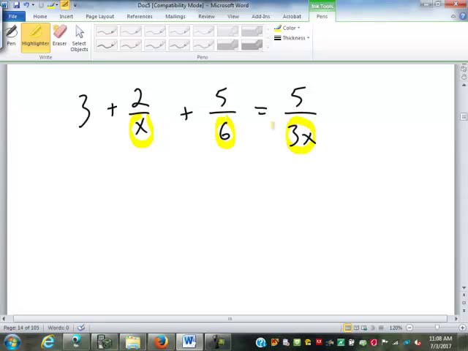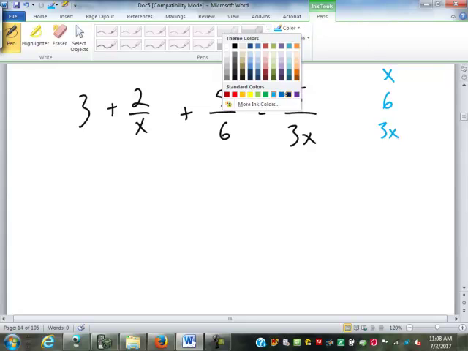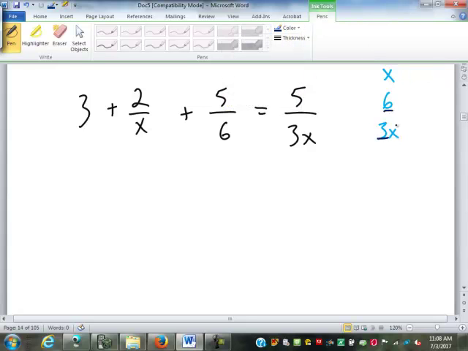Yeah, the x is in the denominator. We cannot solve equations with x in the denominator. We have to get x out of that denominator. And to do that, we use a least common denominator. We've got x, 6, and 3x. Well, for the 6 and the 3, what's the least common denominator? 6. You're thinking greatest common factor again. So we're going to have to use the 6.